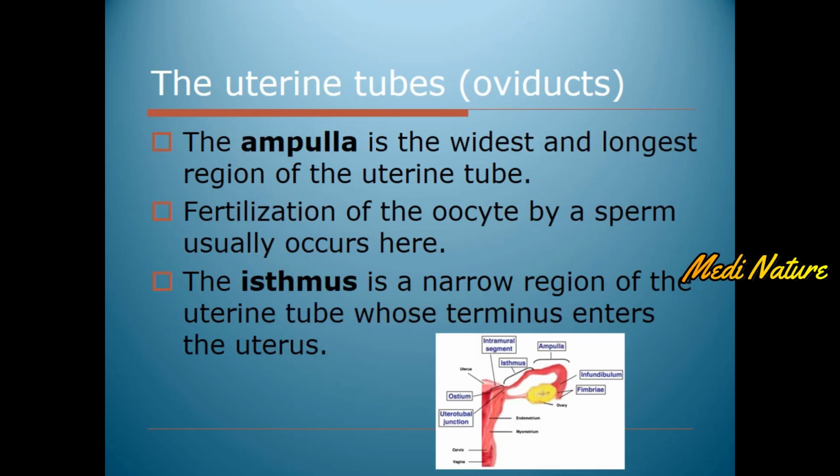The ampulla is the widest and longest region of the uterine tube. Fertilization of the oocyte by a sperm usually occurs here. The isthmus is the narrow region of the uterine tube whose terminus enters into the uterus.